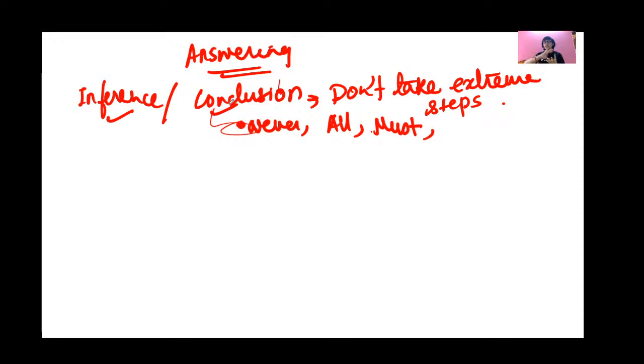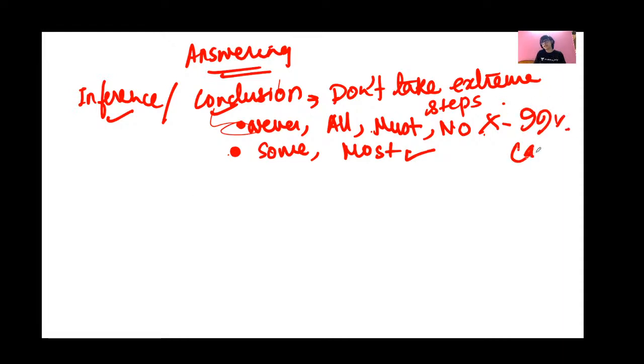You believe it to be true, but you are not 100% certain. There is always a 1 or 2% of uncertainty in your inference and your conclusion. So your inference and conclusion should not contain words which denote 100% certainty, like never, all, must, no, these kinds of words. But it can have words like some, most. These words are welcomed.